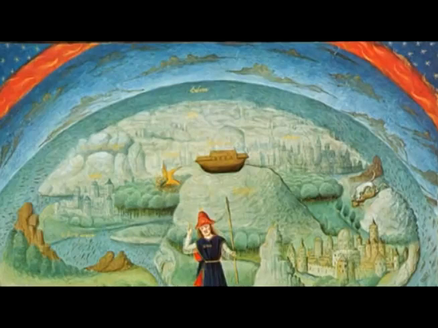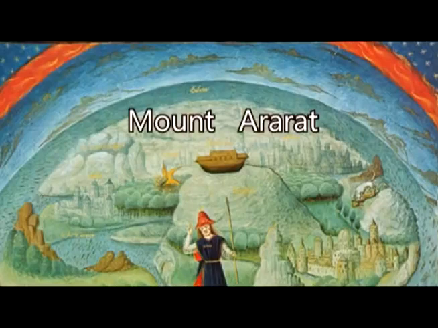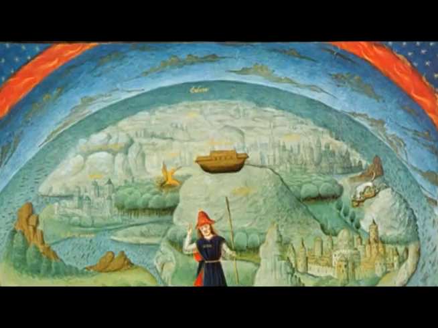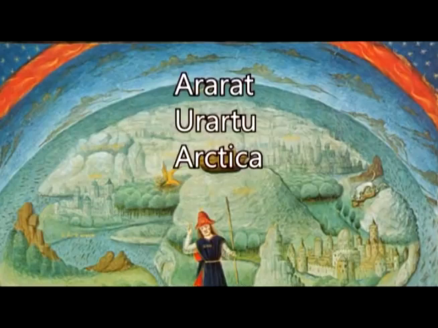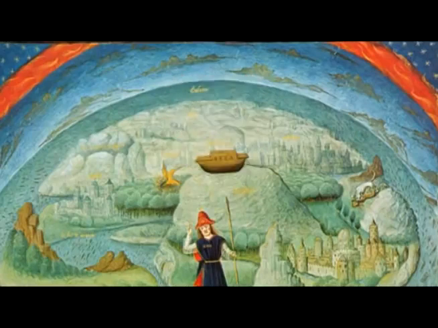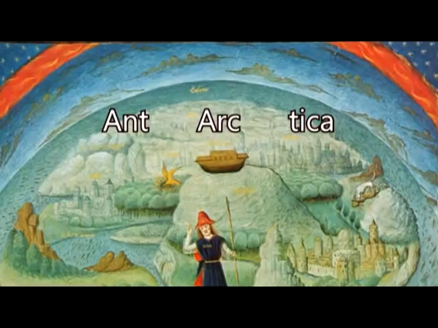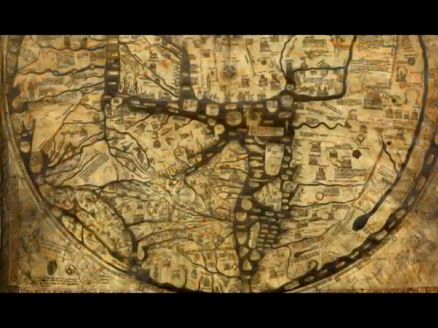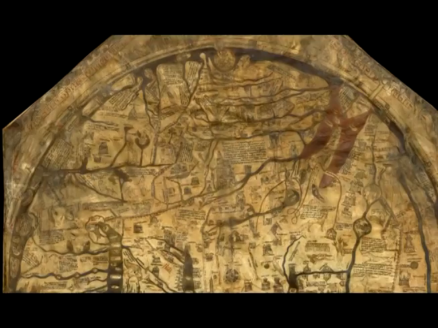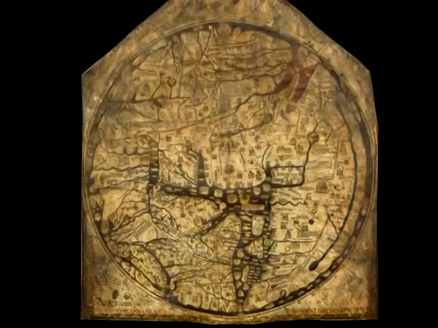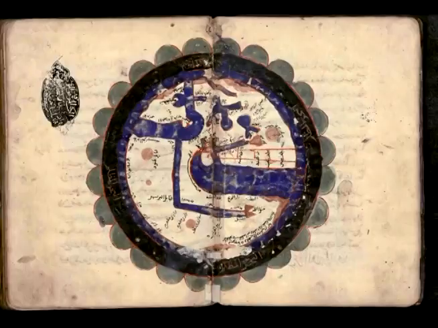And then it struck me. Listen to the words. Mount Ararat, Antarctica. Mount Ararat, Antarctica. Now I understand where the word Antarctica is coming from. And slowly it is dawning on me. 10,000 years ago, people knew the shape of the earth. They even mapped it out.